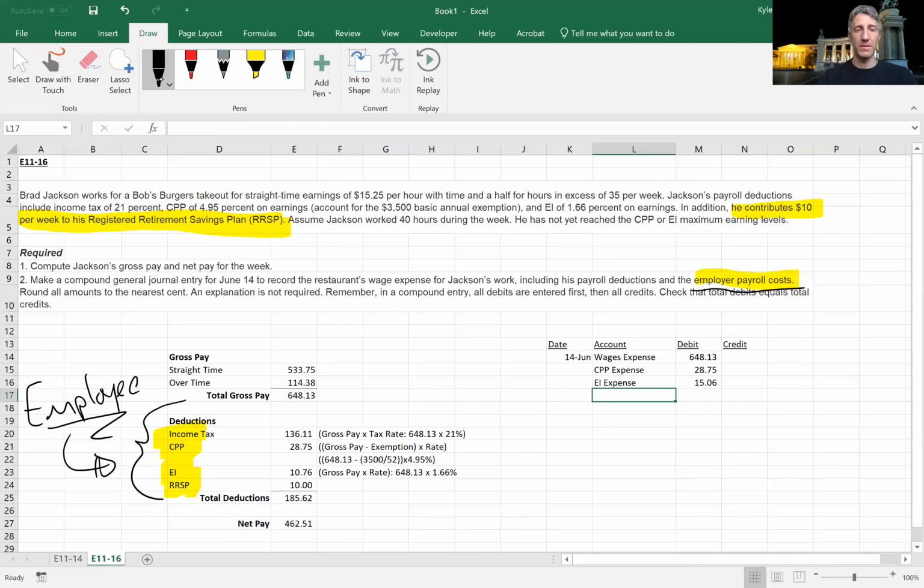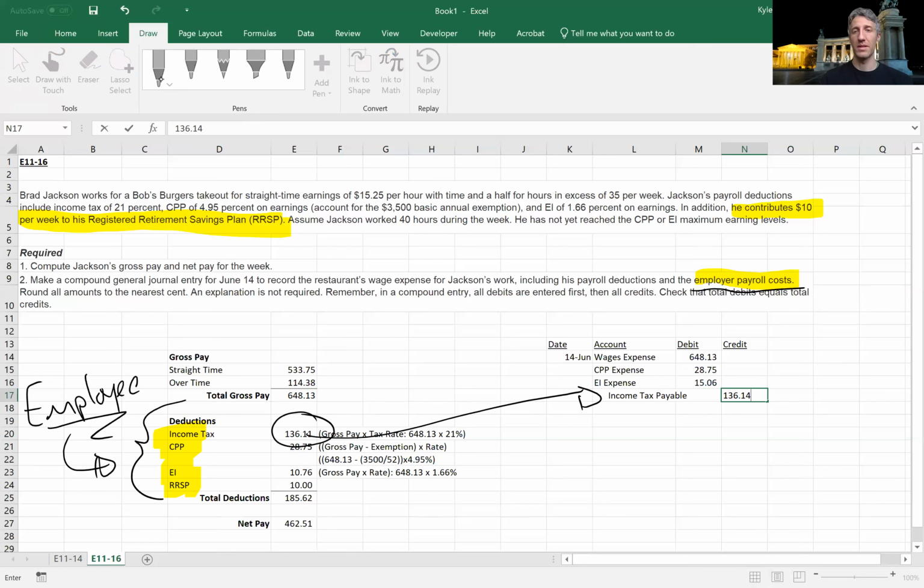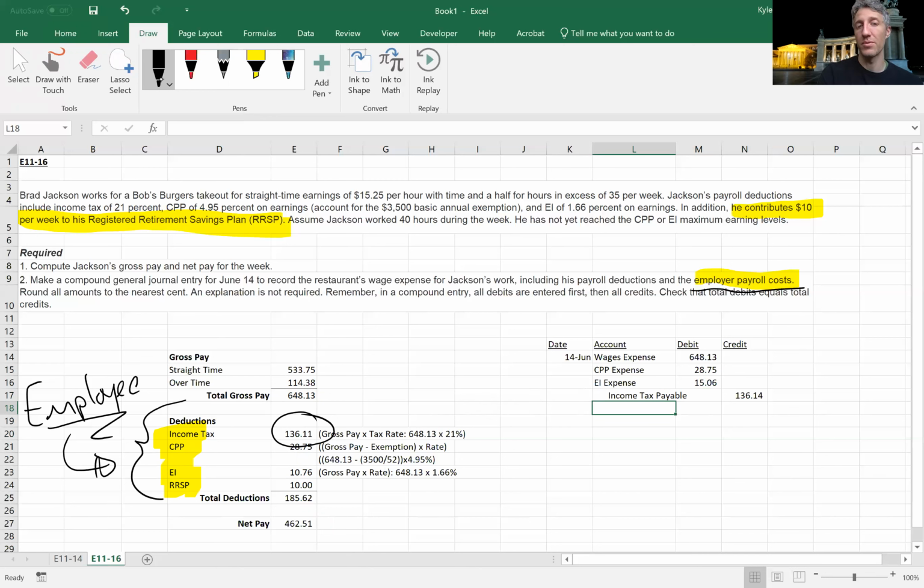So we're going to need to set up an income tax payable. And the income tax payable is not cost shared between employee and employer. It's just the employee's responsibility. So they're going to have to set up a liability for it. And they're going to remit it to the proper authority on the employee's behalf, usually on a quarterly basis. The same thing with CPP. So they're going to set up a CPP payable.